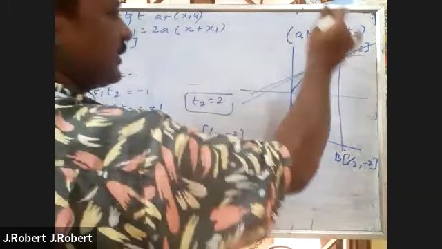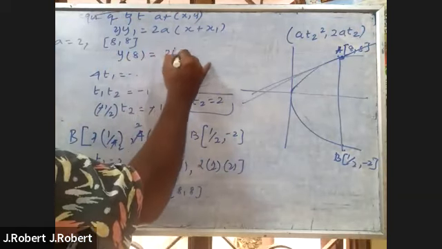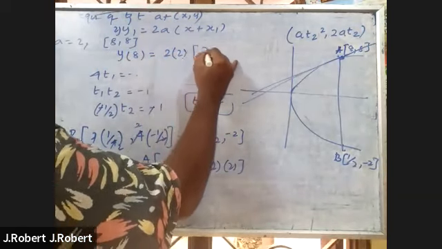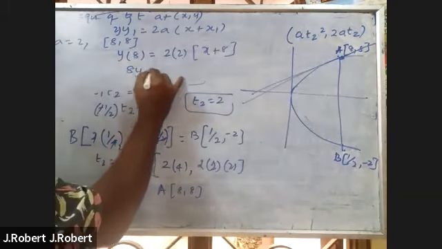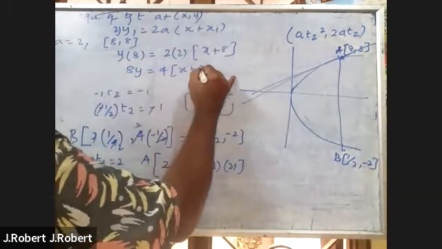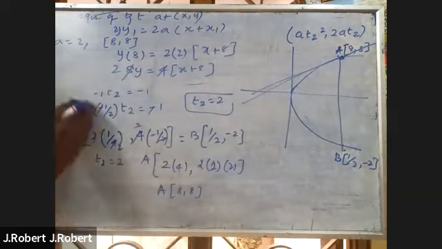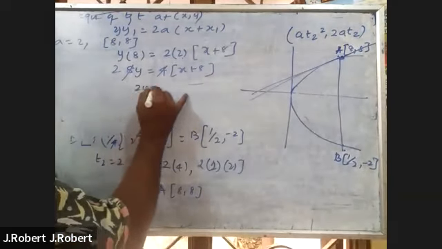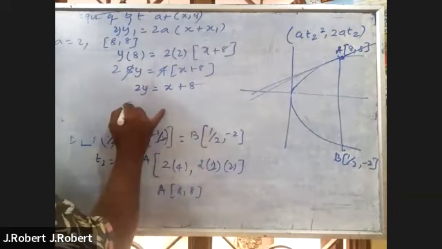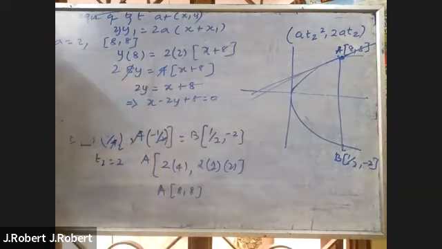Taking the first point, substituting in the formula: y into 8, is 2 into a, that is 2, into x plus 8. So 8y is equals to 4 into x plus 8. It will go 2 times. Now we can write this as 2y is equals to x plus 8, or x minus 2y plus 8 equal to 0. This is the equation of the tangent. Please take down.